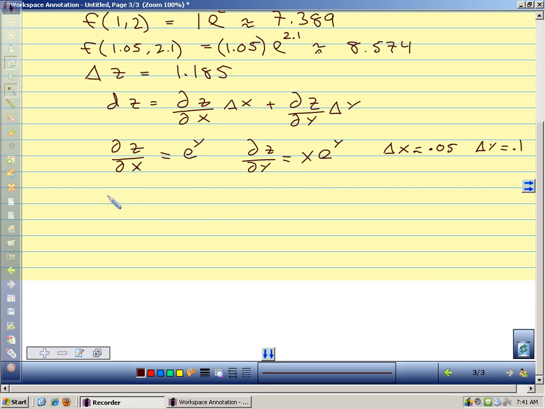So at (1, 2), the point we're interested in, dz is just e squared times 0.05 plus, since we're starting at x equals 1, e squared times 0.1. And we get approximately 0.3695.